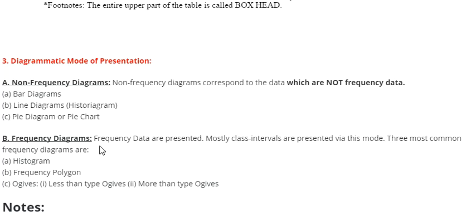So nowhere is there frequency. So that is non-frequency data and it will be presented in a pie chart. So the diagram will fall under the category of non-frequency diagrams. On the other hand, histogram, frequency polygon, ogives are some common forms of frequency diagrams. In your syllabus, mostly you will study and present class interval based data. Class interval data will be presented via this mode. Three most common frequency diagrams are histogram, frequency polygon and ogives. Ogives are further of two types: less than and more than type ogives.